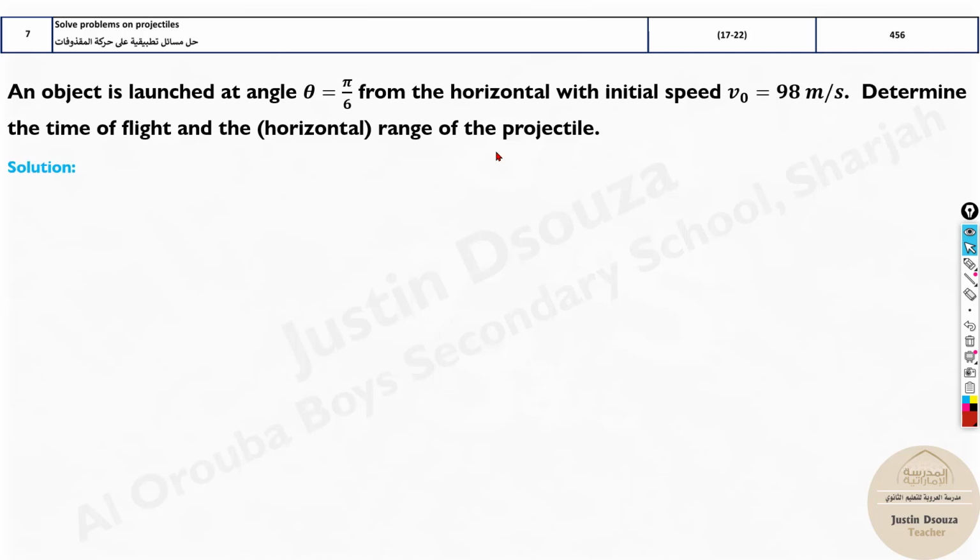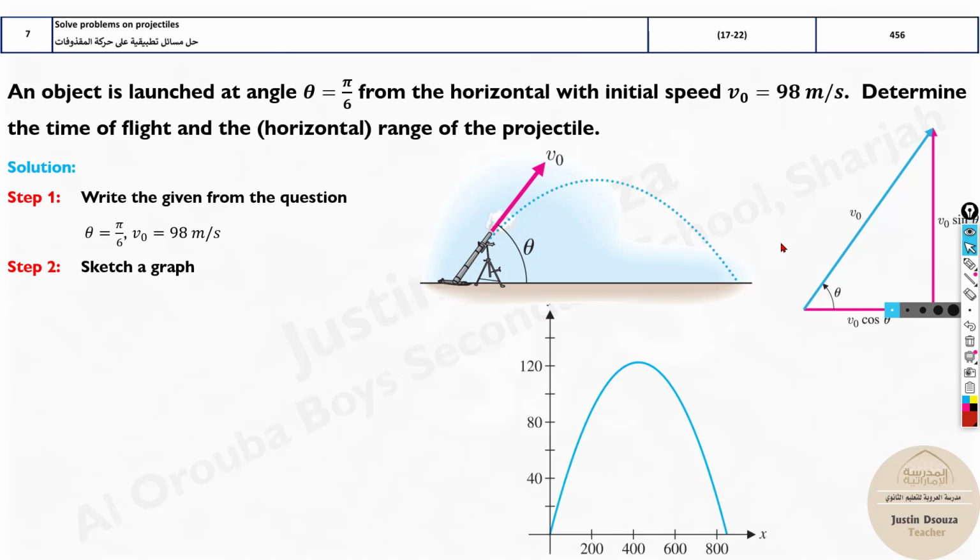Let's understand this with the help of pictures. This is the basic graph, and I'll tell you what exactly is happening. When you launch an object, it'll go at an angle. Obviously, this is the angle theta, and it's mentioned over here. This angle is given as pi by 6. If you're wondering how much is pi by 6, it's around 30 degrees. The velocity is also given, 98 meters per second. So this is what they have told.